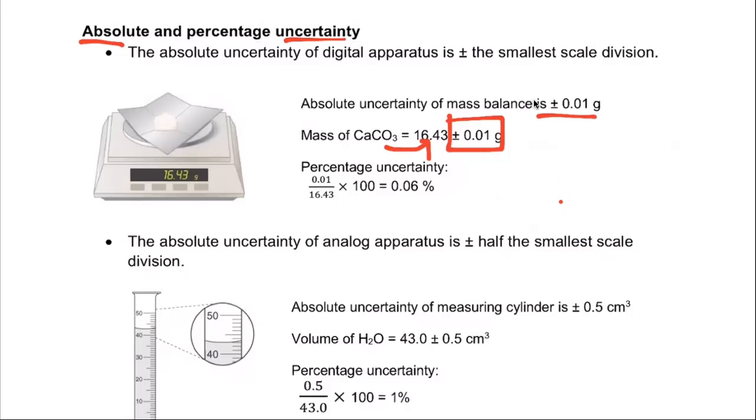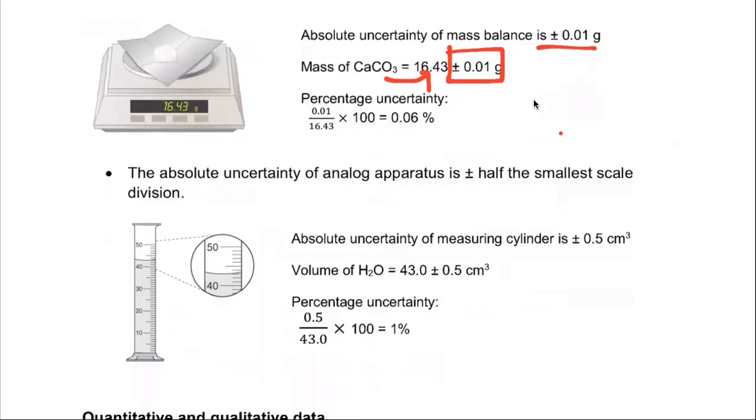Analog, where we have to read it like a graduated cylinder here, okay? The range of uncertainty is probably going to be a little bit higher. And in fact, on this one, you can see it's actually plus or minus 0.5 because on analog, it's always half of the smallest scale division. So on digital, you just look at how many decimal places it measures to. So this one measures to the 100th place. So it's plus or minus 1/100th.